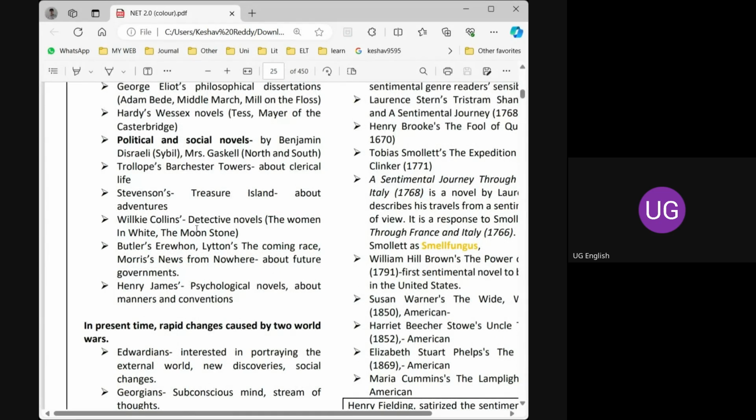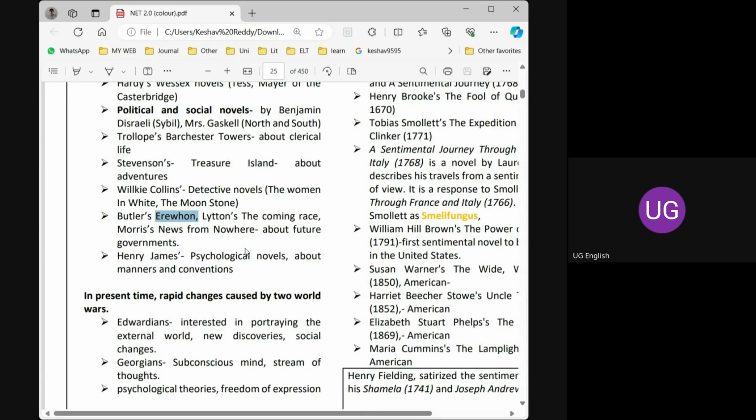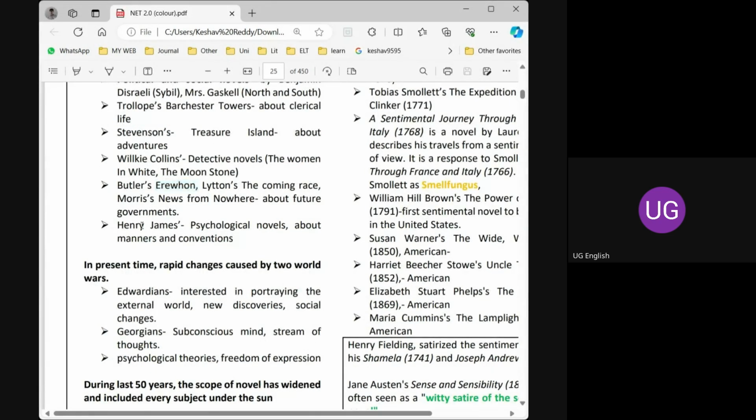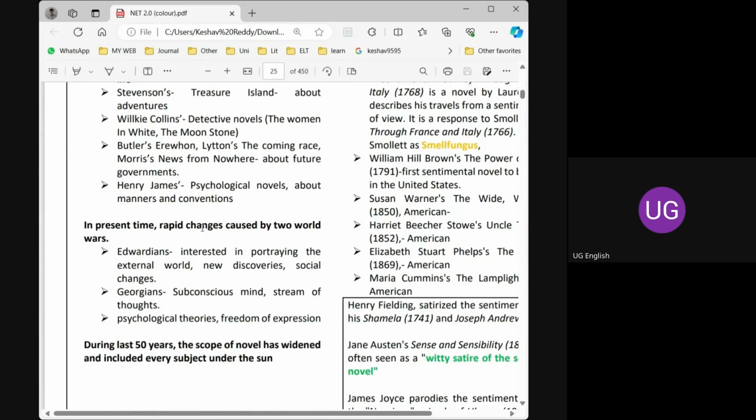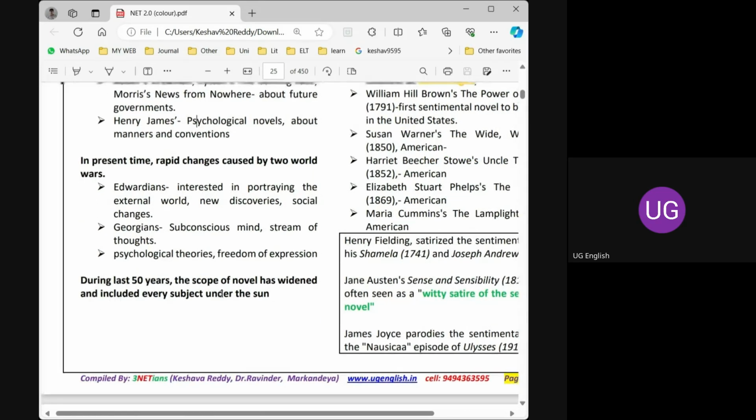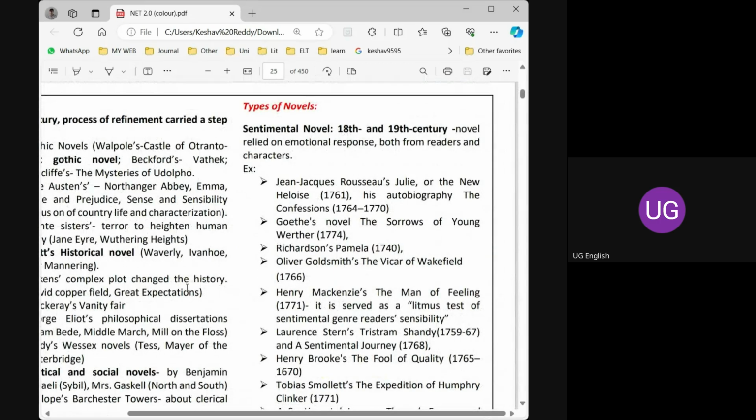And Butler, we discussed in yesterday's class, Erewhon, and Lytton's The Coming Race, Morris, News from Nowhere. So these are all very important. Henry James psychological novels are also there, and these are all related to 19th century famous novels. And after the 50 years of the novel in the present 21st century, there are a lot of inventions made in the subgenres of novels. So now we will look into the details of each and every subgenre of the novels.